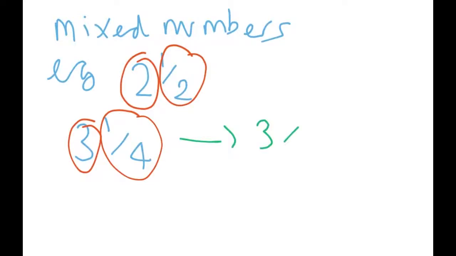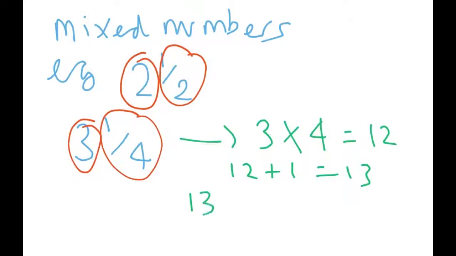You multiply by the bottom of the fraction. So in this case, the bottom of the fraction is a quarter. The bottom, or the denominator, is 4. So 3 times 4 is 12. And then you add the top of the fraction. So in this case, the top of the quarter, or the numerator, is 1. So 12 plus 1 equals 13. And your top-heavy fraction becomes 13 over the original denominator. So in this case, the denominator, the bottom of the fraction, is 4.